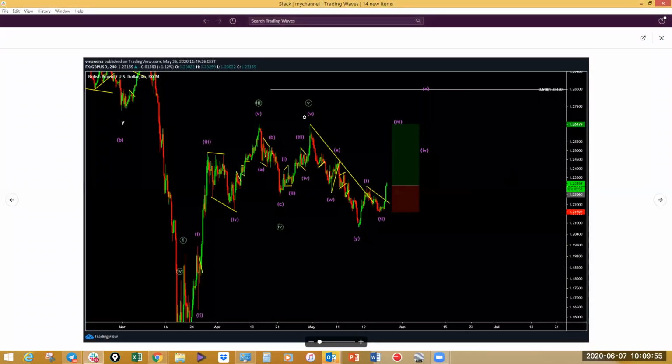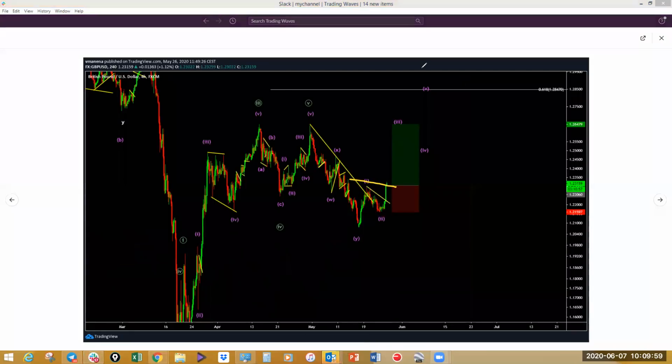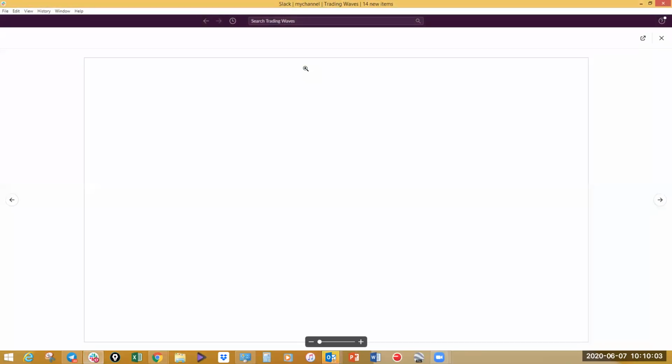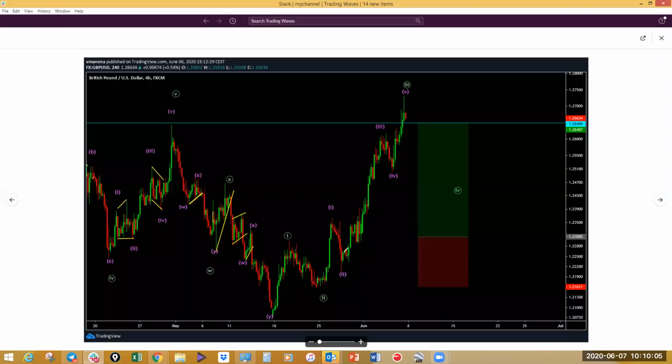So the next one is pound US dollar. As you can see, also a pinpointed entry. Look at how this one plays out. It does not even spend any time in the stop loss area. It just takes off like that.